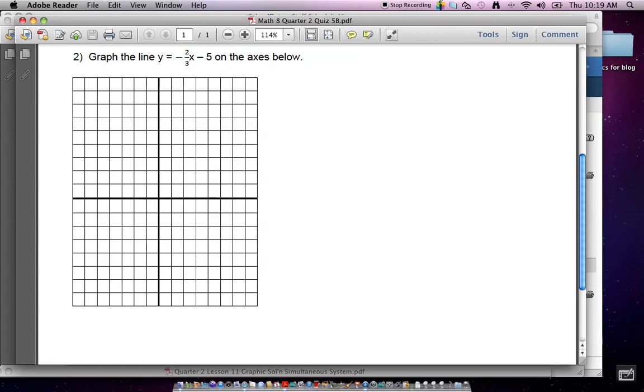Before we start this question, I want everybody to copy this down. Ready? Positive, negative, 0. Everybody copy that down.